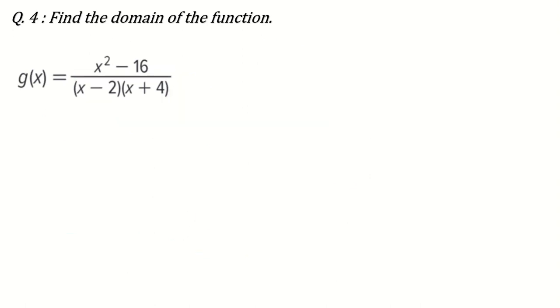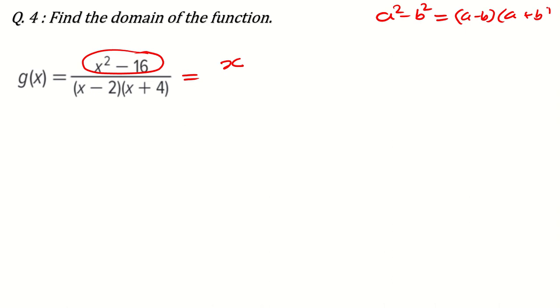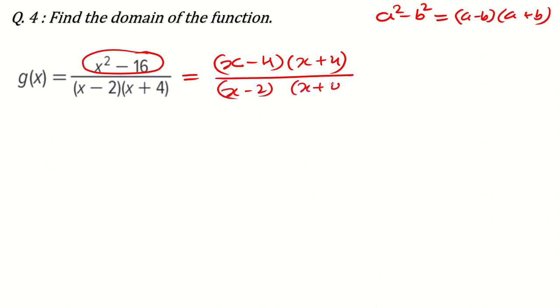Now one more question you can practice, but this is different from the others. How is it different? Because here the numerator can be factorized. So first you will factorize it. By which identity will you factorize it? Write in the comment. It will be of the type a square minus b square. What is the identity? a minus b times a plus b. So here it will be x minus 4 times x plus 4 divided by x minus 2 times x plus 4. So x plus 4 cancels out and you will get x minus 4 divided by x minus 2.